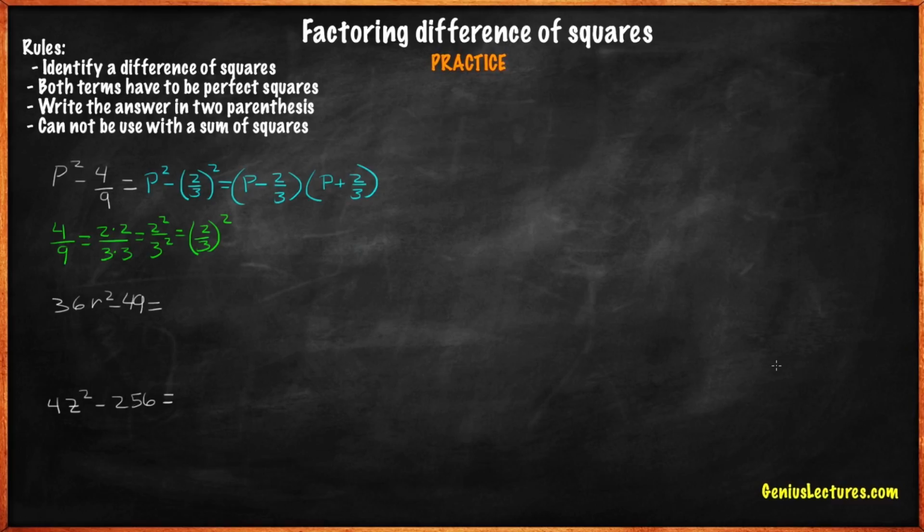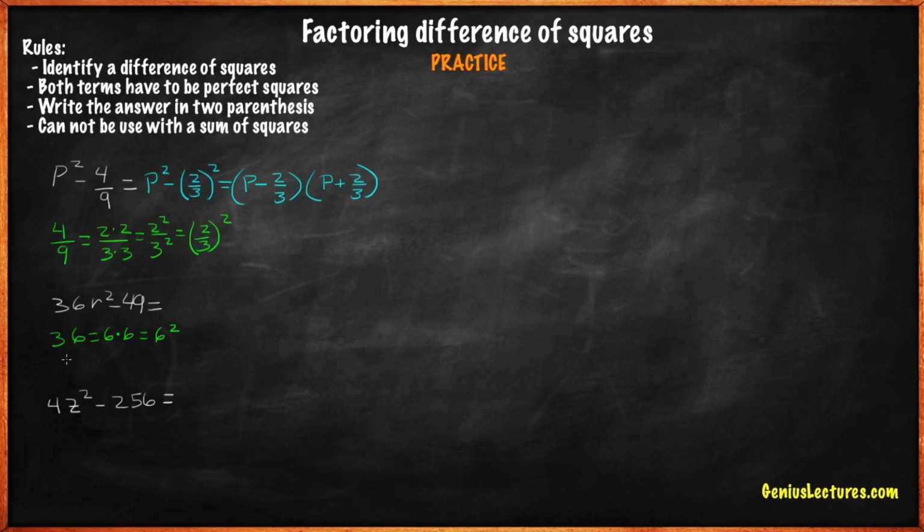36r squared minus 49. R squared does not need to change since it is expressed as a perfect square. However, 36 is not expressed in a square form, so we have to change it if possible. 36 equals 6 times 6 equals 6 squared.